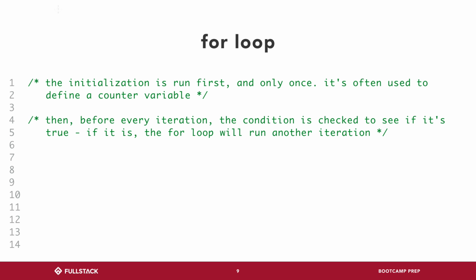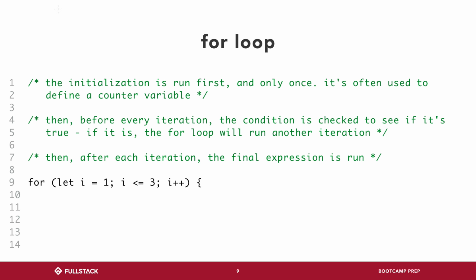So usually we define our variable in the initialization, and then before every iteration the condition is checked. The first thing that happens is that middle condition is checked, and if it's true then it'll run, and after it runs it'll run this part of the expression. So can anyone tell me what this would output into the console?